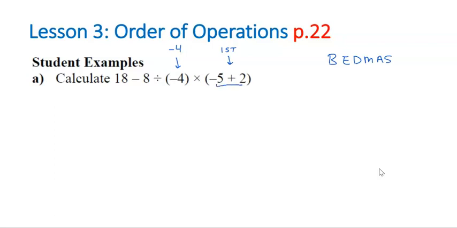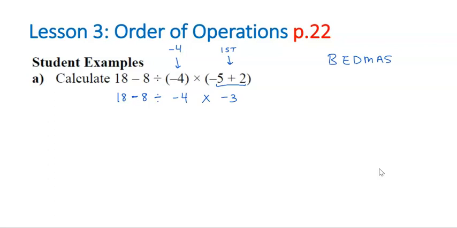So let's check out the first part in our brackets. Negative 5 plus 2. We have more negatives than positives. So our answer will be a negative, and we do 5 minus 2 is 3. I'm going to write everything else down. At this point, I'm going to take away the brackets around that negative 4 because I know that it's a negative 4. And I'm going to copy everything else down. And I reassess. Now I have 18 minus 8 divided by negative 4 times negative 3.